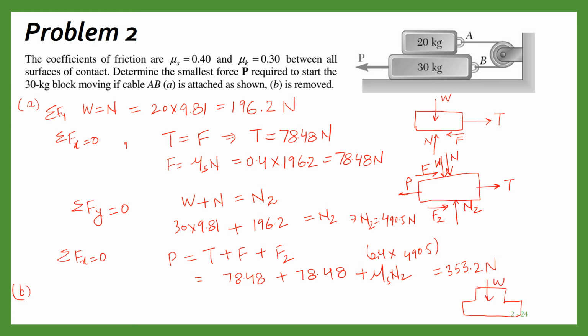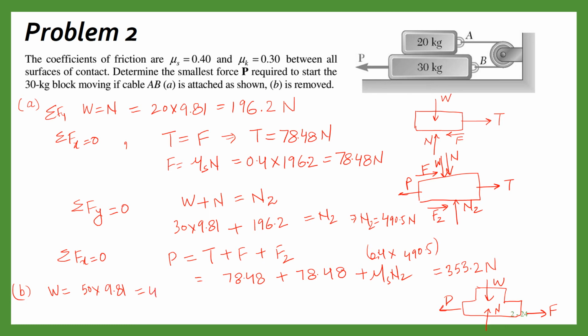So the free body diagram will be like this. You will be having both the blocks moving together. We have a vertically downward force of W, then a reaction force N, and suppose this is moving in this direction P, so we have a friction force here. So these are the two forces.